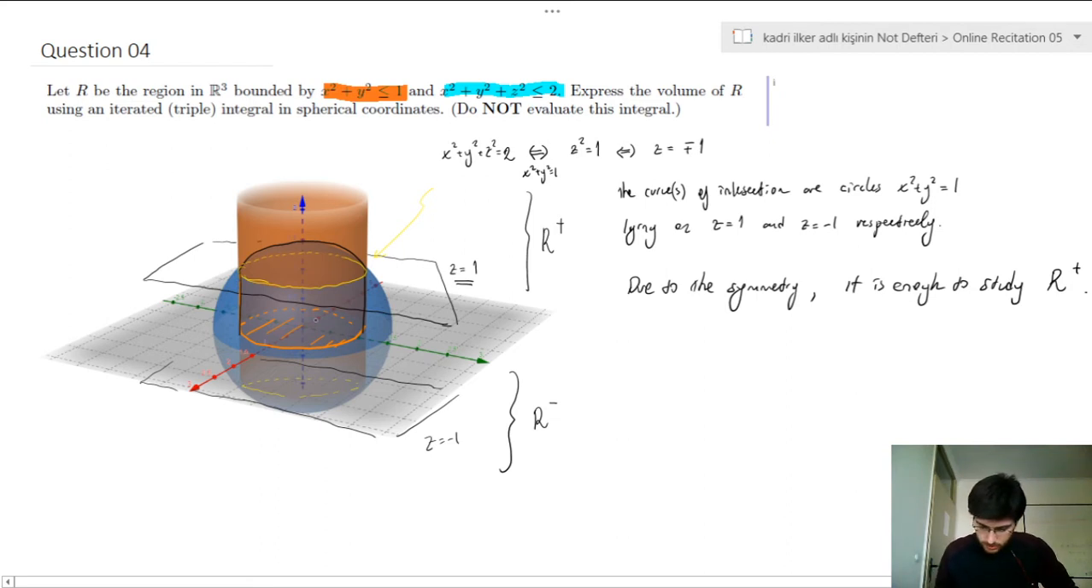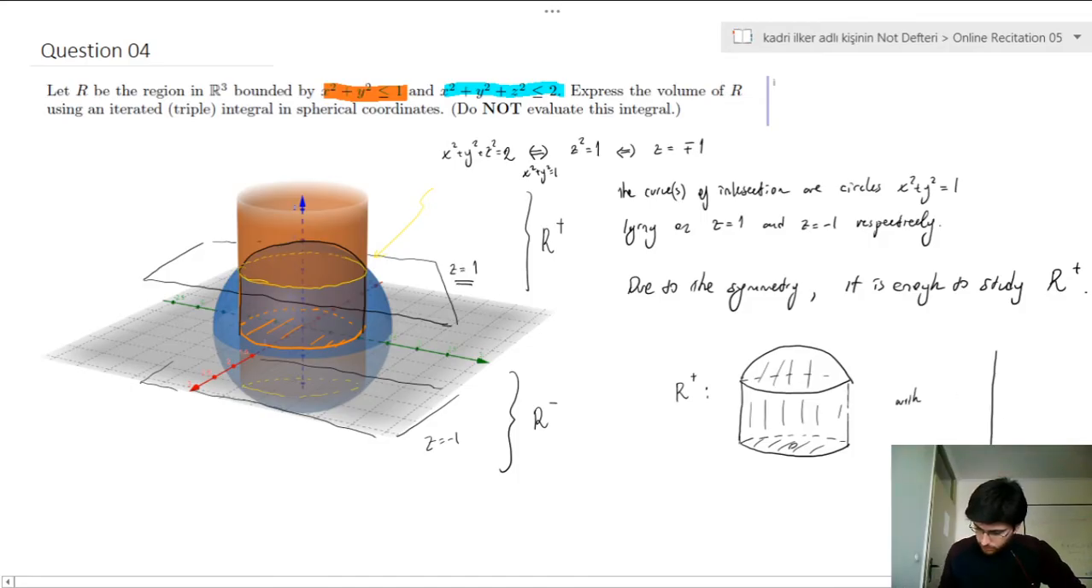Therefore, the picture is something like this. So we have a cap like this, and we have a cylinder. Now this part is included. This is the base region. So this part and that part are now included. So the whole picture is R plus, of course, with the base region.